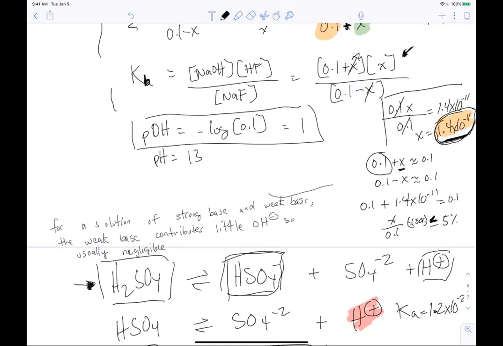Let's say 0.5, then your x value would be 50% of your starting value, and then you know that your approximation fails. Okay. So that's kind of the way to do it. You assume it's going to work, and then you check to make sure it did work. Is it true that x is actually small relative to 0.1?